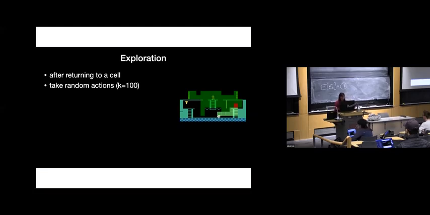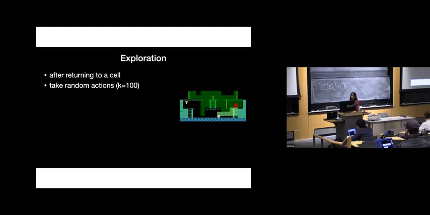Okay. The exploration is again extremely dumb. We're just going to be taking random actions for 100 time steps, and then the exploration stops. Then you look at what cells you visited. If you visit new cells, you add them in your archive and so on. Is this process clear of phase one?